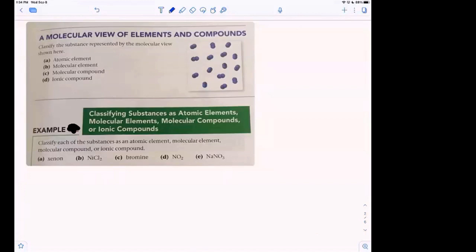Bromine is a nonmetal. It's not a molecular compound, it's a molecular element. You don't necessarily have to memorize this right now. I'm not really going to test you on which one, xenon is an atomic element and bromine is a molecular element. That's not something I'm really going to test you on, just so you know. But the nonmetals that are not noble gases tend to form molecular elements. Nitrogen dioxide, these are 2 nonmetals. So nonmetals tend to covalently bond. So this is a covalent bond.